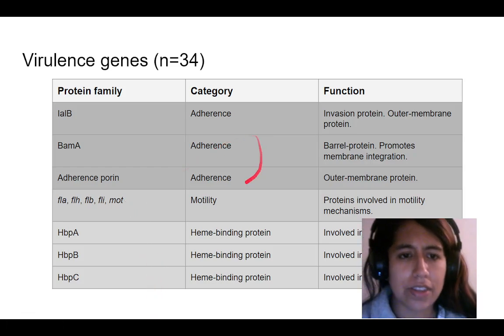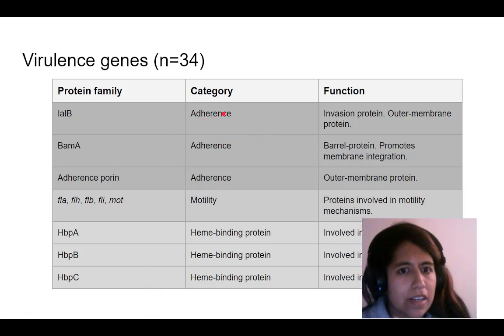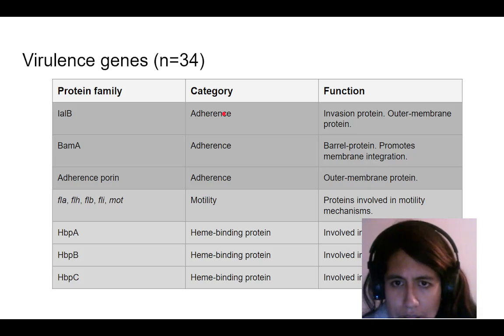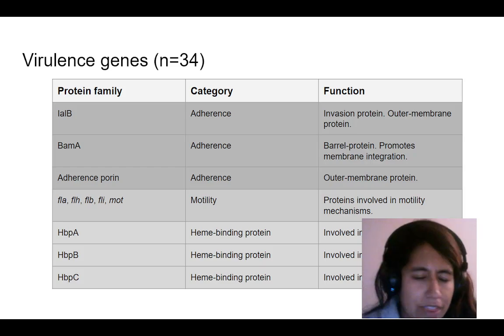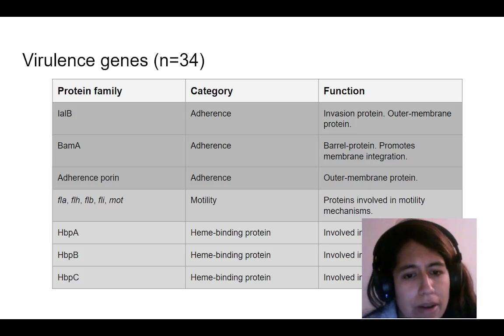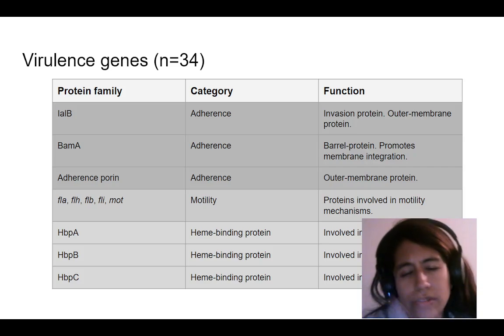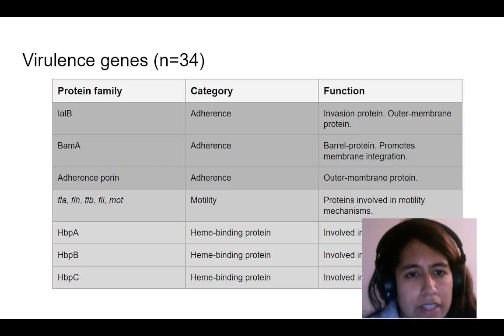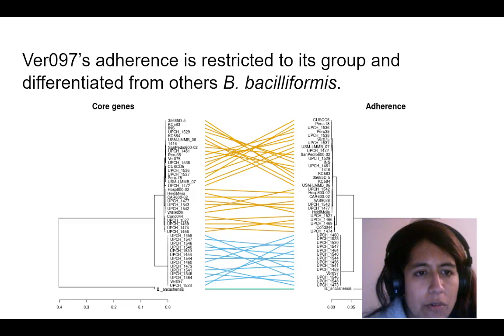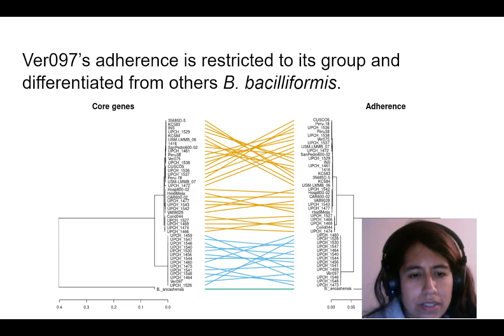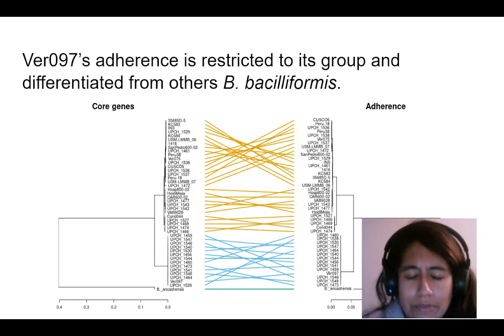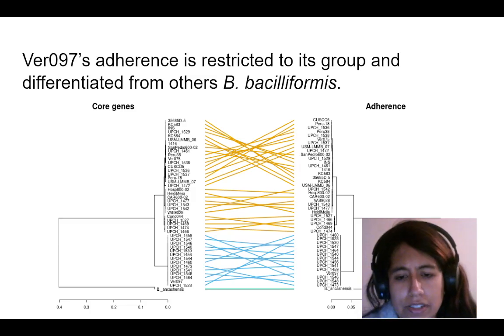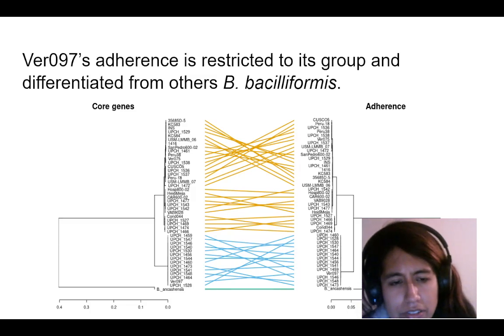Here are the main categories. We have done basically a category comparison, really. There are three main virulence categories when it comes to Bartonella acidiformis: adherence, motility, and heme-binding protein. These are all categories given by the database VirulenceFinder. What we are searching for is whether the topography might be different, and we might see distinct patterns, let's say.